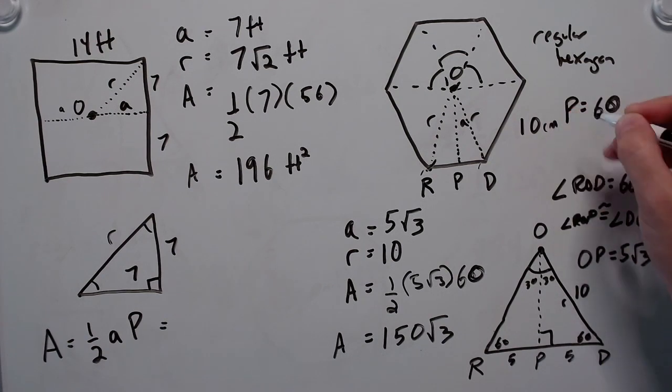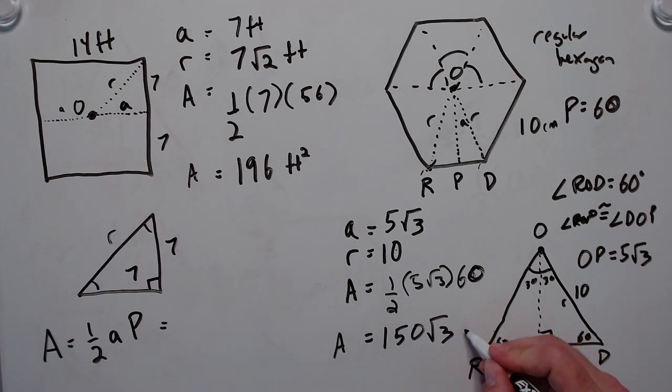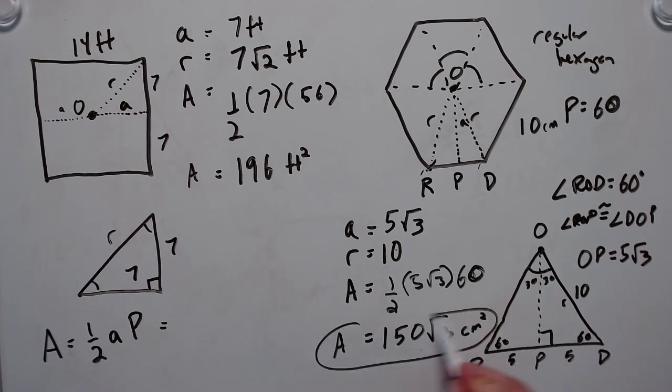Again, there were no units here, so let's just say that this side was, I don't know, a centimeter, right? From here to here was 10 centimeters. So we need to put units on the answer here. This would be square centimeters right there.